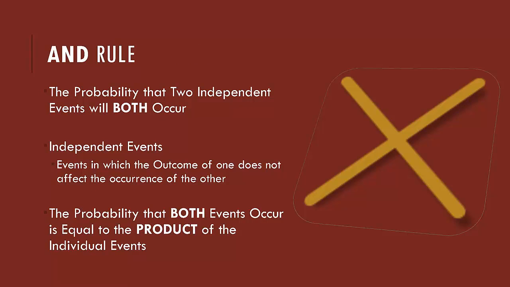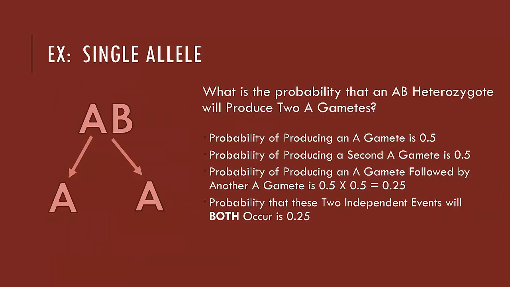Now the AND rule is the other rule that we need to pay attention to, and this is the probability that two independent events will both occur. Independent events are those in which one event's outcome does not affect the occurrence of the other. So the probability that both events will occur is equal to the product of the individual events. So again, if we look at a single allele, what is the probability that an AB heterozygote will produce two A gametes? The probability of producing an A gamete is 0.5. The probability of producing a second A gamete is also 0.5. So the probability of producing an A gamete followed by another A gamete is 0.5 times 0.5 equals 0.25. So the probability that these two independent events will both occur is 0.25.